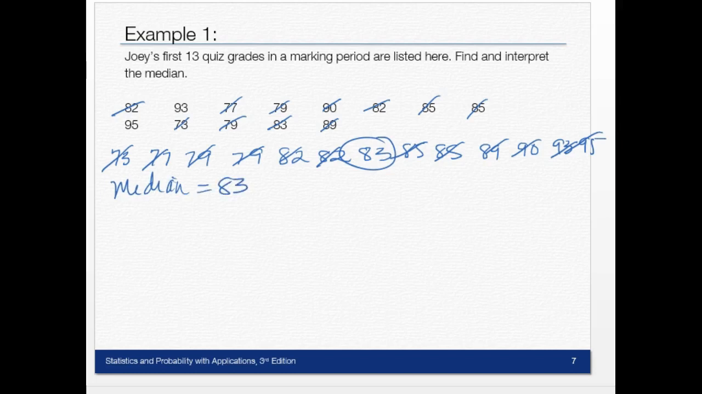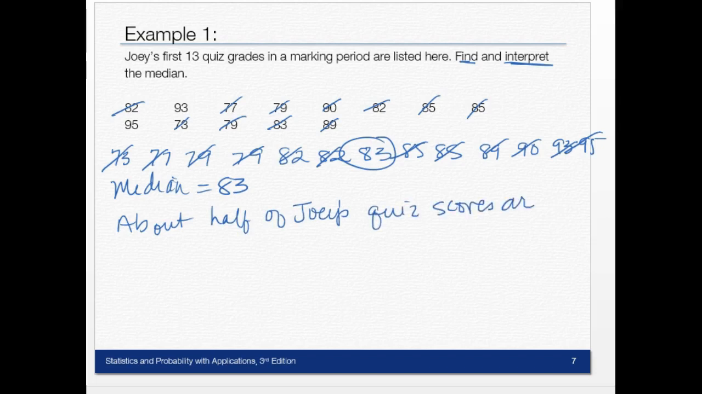Now this is a big deal. It says find, and we found it. Interpret the median. Interpret means you're going to have a full sentence. So we would say about half of Joey's quiz scores are less than an 83.